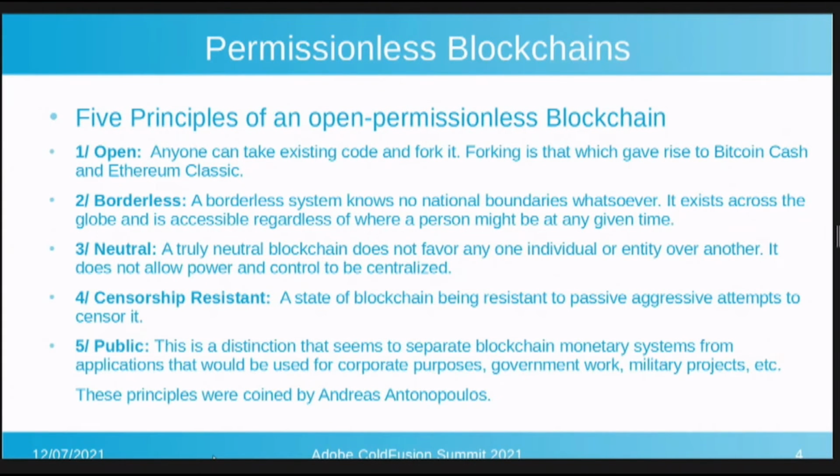Very important issue there. This and the next point, neutral: a truly neutral blockchain does not favor any one individual or entity over another. It does not allow power and control to be centralized. Very important points.